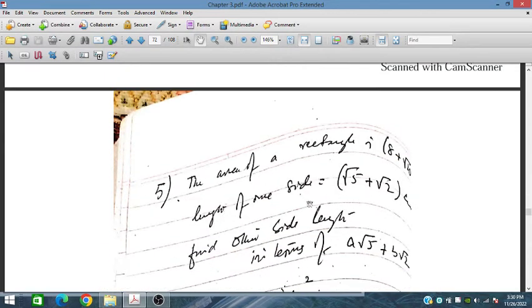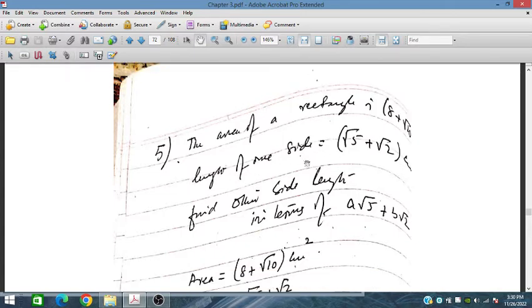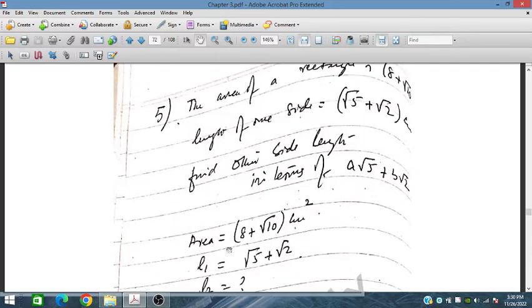And now the area of a rectangle is given as 8 plus under root 20, and the length of one side is 5 plus under root 2 centimeter. Area is given and the length of one side is given. Find the other length in terms of a under root 5 plus b under root 2. So the area is given as 8 plus under root 10.